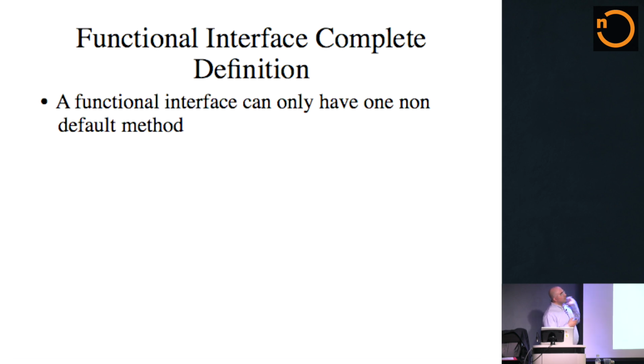All right, here's the complete what is a functional interface, which was incomplete. A functional interface can only have one non-default method. Does that make sense now? So you can have as many methods as you want, so long as only one of them is not a default method. The rest can be all default. Right? And that takes that.